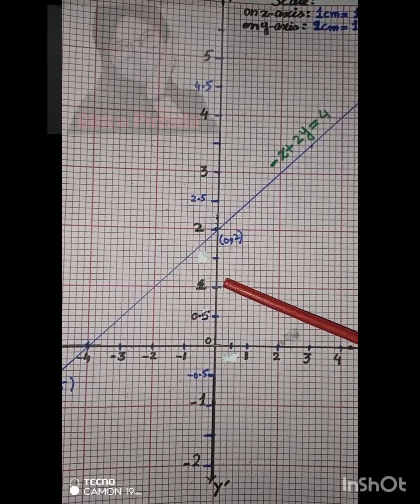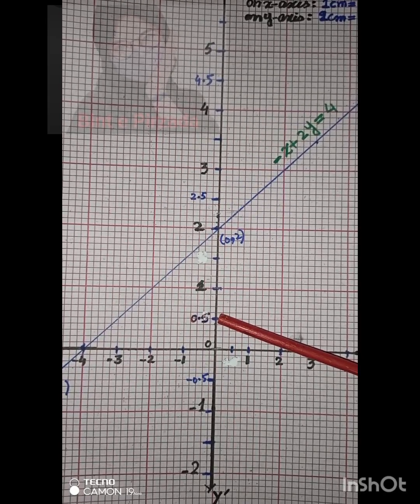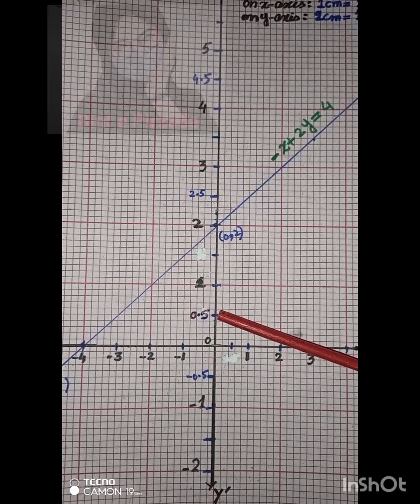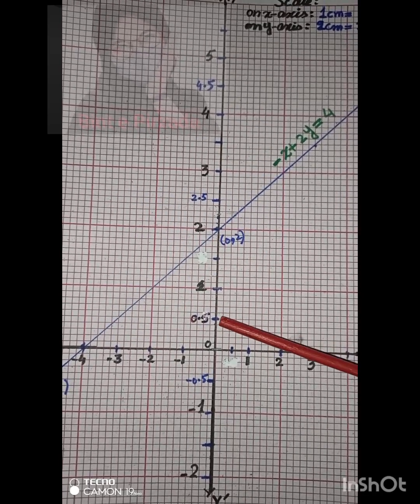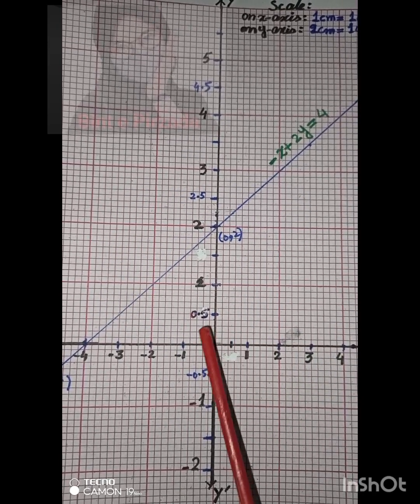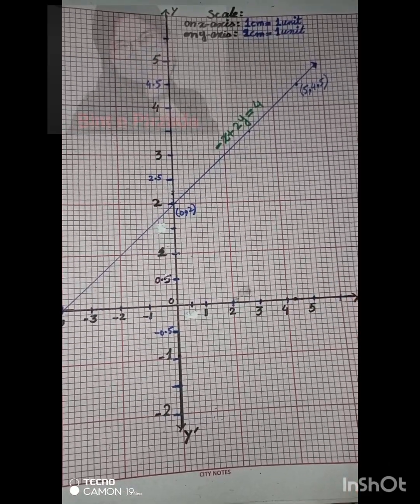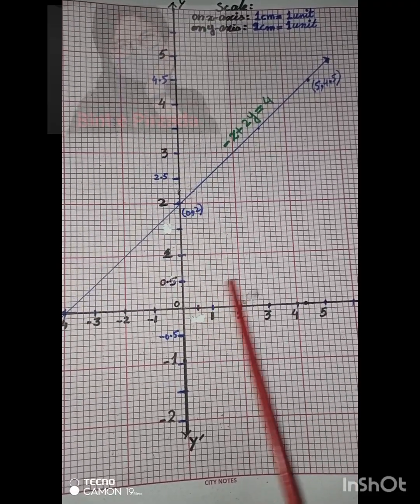Between 0 and 1 there are 10 small boxes, and this is the mid of 0 and 1, यानी 5 boxes. 0 और 1 का mid है. So this is y 0.5. Now we will see where this point will touch the graph. You can see if I move this side, this line is not on this side.